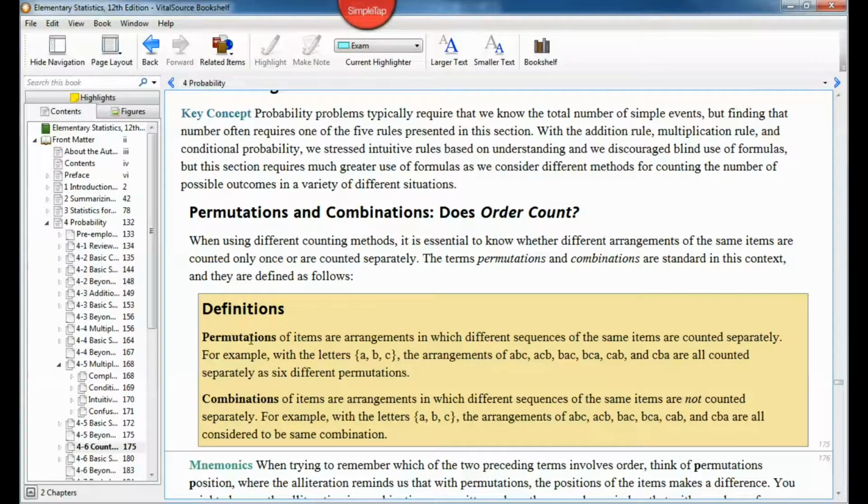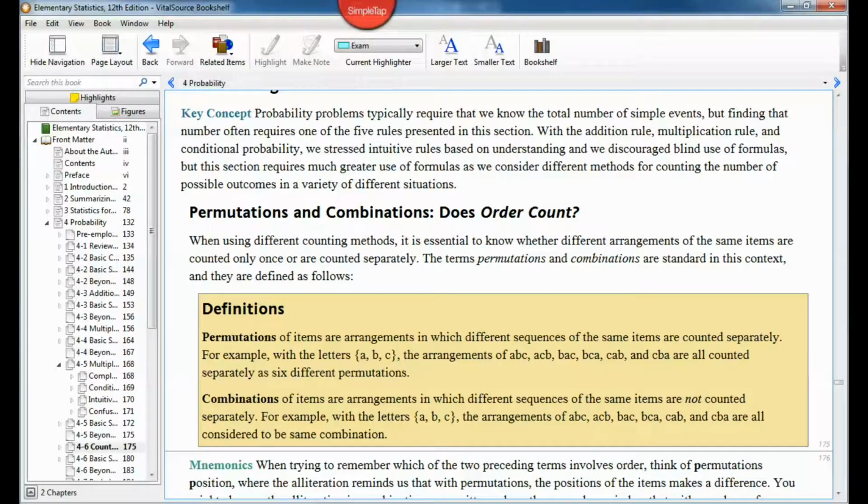For example, with the letters A, B, and C, here are the different arrangements: ABC, ACB, BAC, BCA, CAB, CBA. All of those arrangements listed would be counted as 6 different permutations.